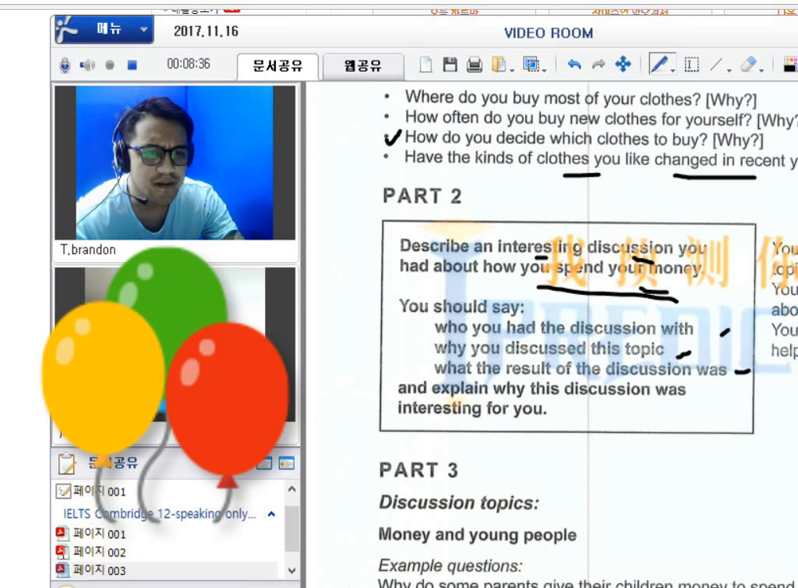Okay. Since we're already talking about, what do you call this? Buying and money, I'll ask you something related to that. Okay. Let me see.